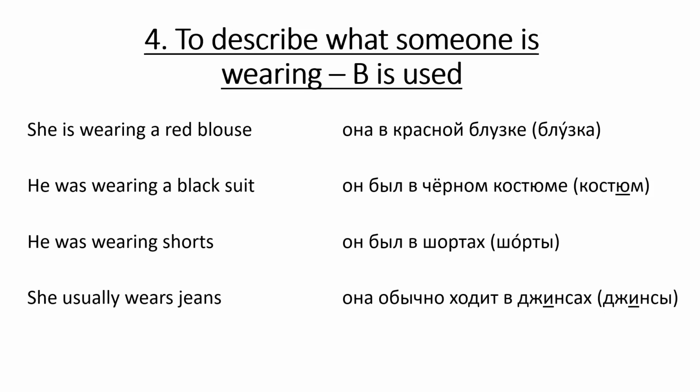Он был в чёрном костюме. He was wearing a black suit. Он был в шортах. He was wearing shorts. And она обычно ходит в джинсах. So this is an expression that you may come across. It is more common to say она обычно в джинсах. She usually wears jeans, but you can also say она обычно ходит в джинсах.